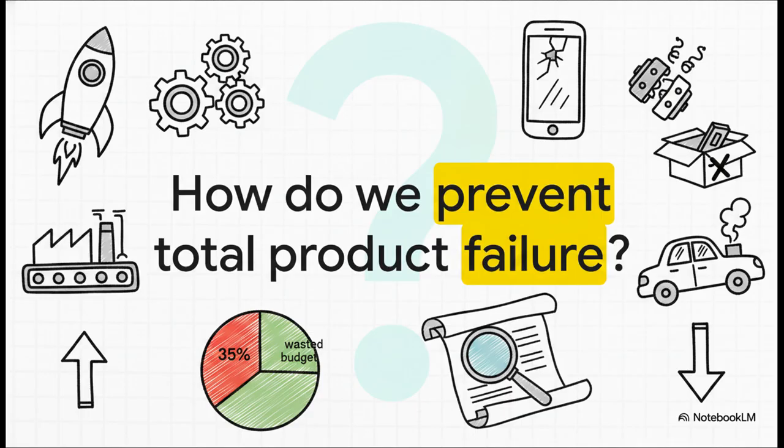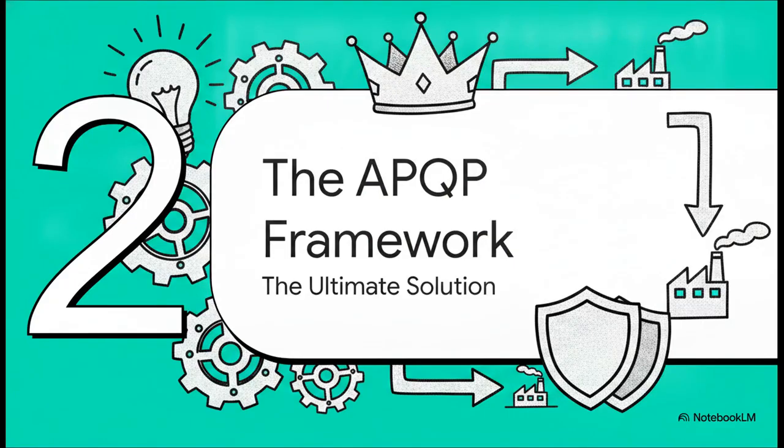Research actually shows that companies can waste up to 35% of their operating budgets on just inefficiencies and failing to capitalize on opportunities. So what does this all mean? How do we actually prevent this? How do we engineer out these exact disasters before a single part ever even rolls off the assembly line? Which brings us to our solution. Section 2. Enter the APQP framework.